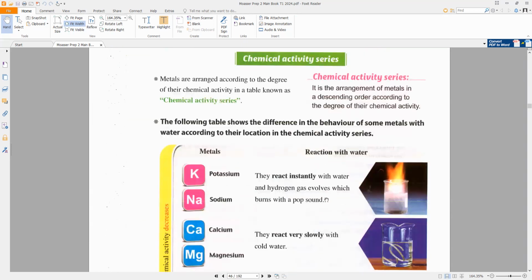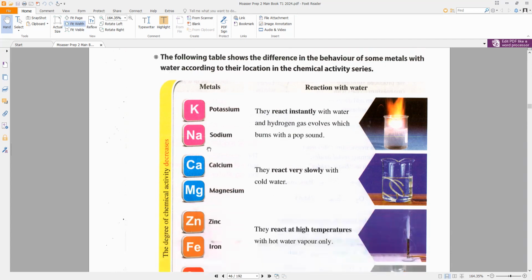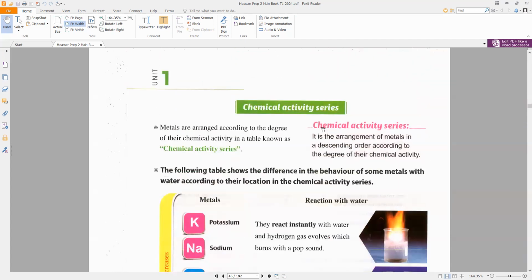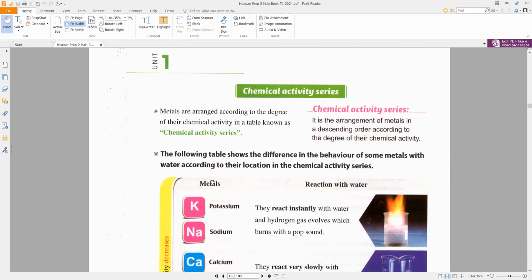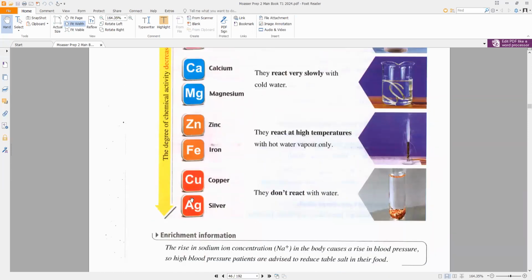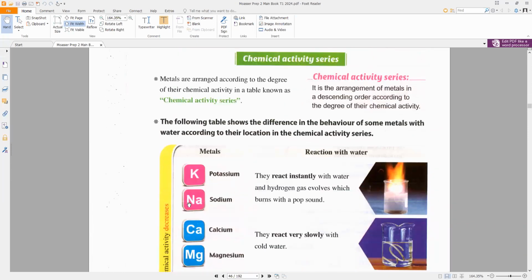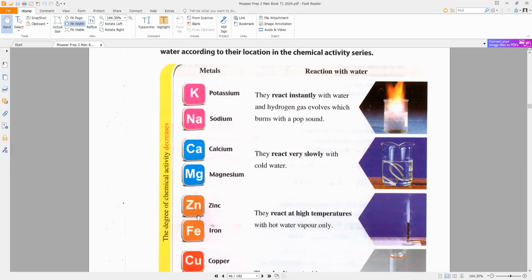And we see the metals have activity, and some of them are put in a series called the chemical activity series. We arrange the metals according to activity from the largest to the smallest, according to their reaction with water vapor. It's called the chemical activity series. It's an arrangement of metals in descending order according to their degree of chemical activity, how they act with water or water vapor.